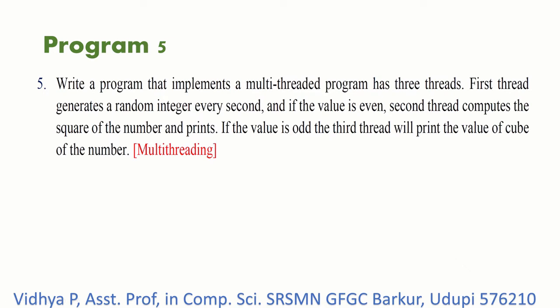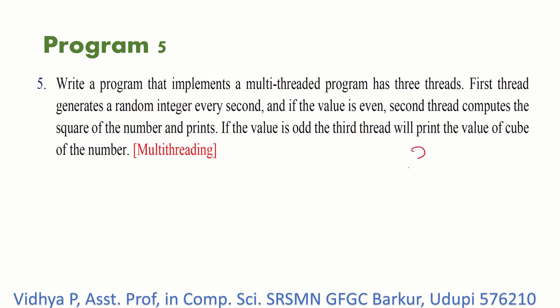Program 5. Write a program that implements multi-threading by using 3 threads. First thread generates a random integer. Second thread, if the value is even, computes the square of the number and prints. If the value is odd, the third thread will print the cube of the number. So this is an example for multi-threading.